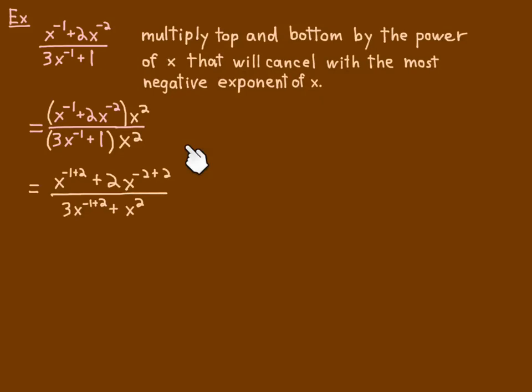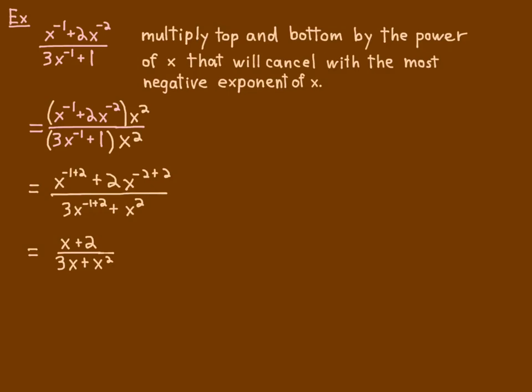X squared times x to the minus 1 is x, right? Because you go 2 minus 1 in the exponents. This 2x to the minus 2 times x squared is just going to be 2, because you get 2 times x to the minus 2 plus 2, which is x to the 0, and x to the 0 is 1. You just get 2. And then the denominator you distribute. This is actually 3x, and this is x squared. So that's what I write out here.